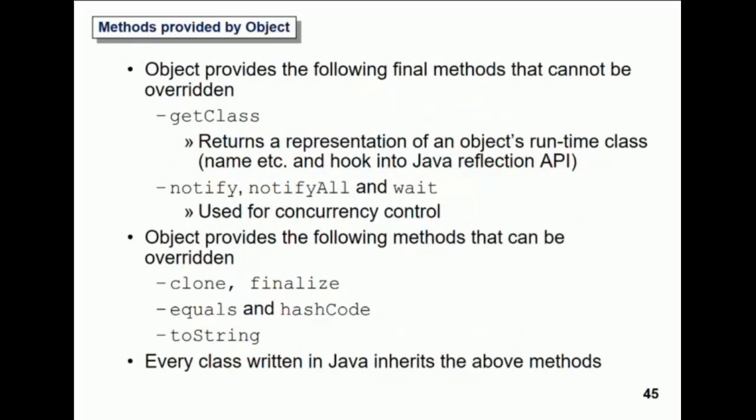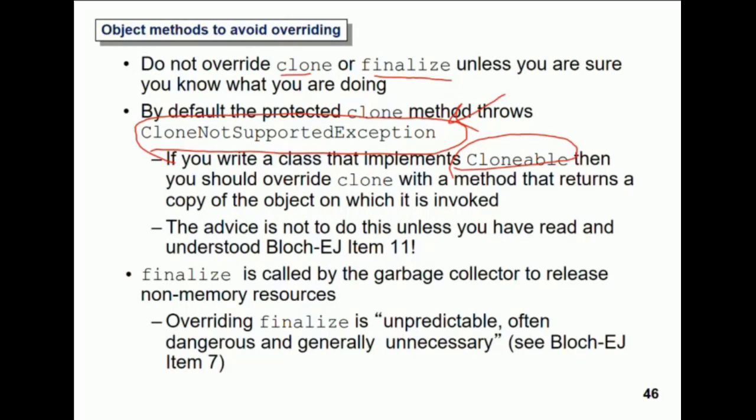So let's have a look at the methods. We've got these that I mentioned. getClass returns a representation of our object's runtime class name. You've got notifyAll, and the wait methods used for concurrency control. And then you've got these here that can be overridden. The advice is not to override them, not even to use them.